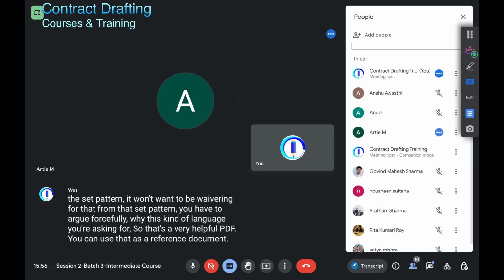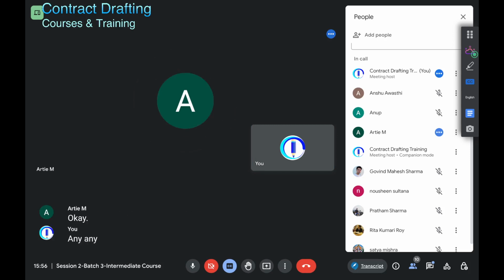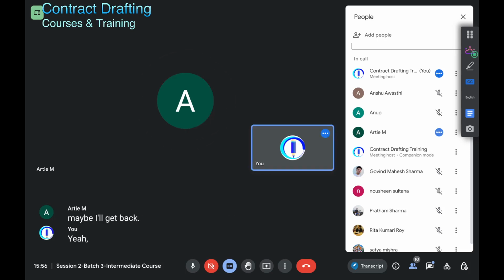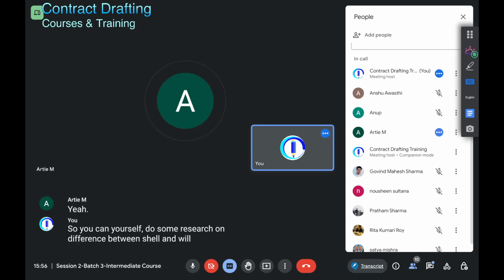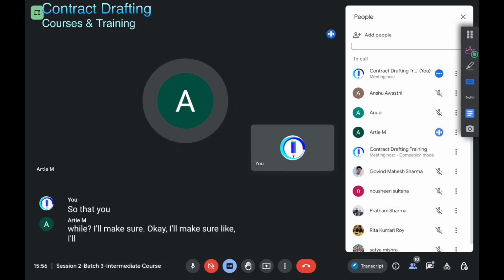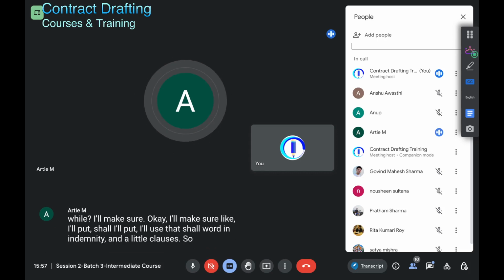Okay. Any other question? No, okay. So once I read that article, I'll get back to you, maybe also with questions. Please do. I'll share some articles so you can yourself do some research on the difference between shall and will in contract language, because you can find many things. As of now, what I'm doing is I'll make sure to use that shall word in indemnity and LOL clauses, so that there should be an obligation.